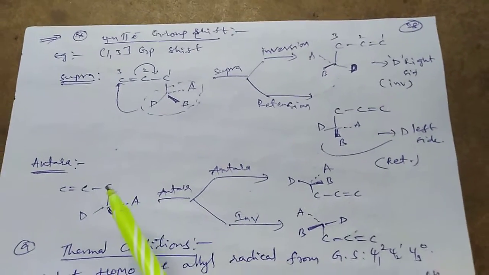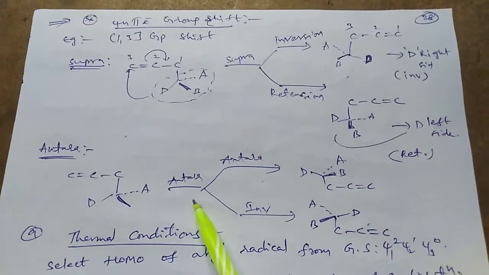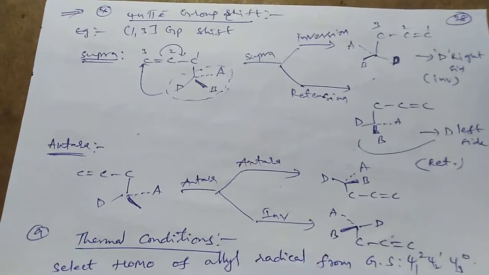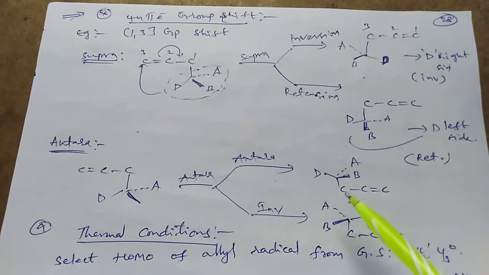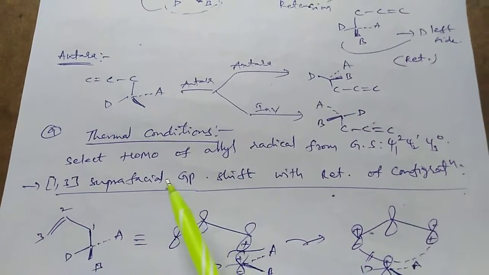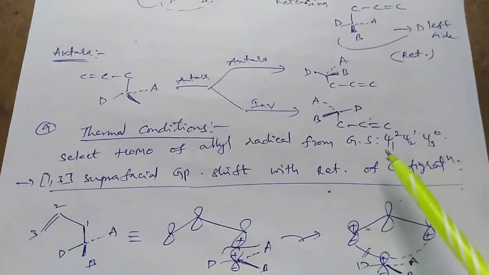If we write the antarafacial configuration for the above example of the 1,3 shift, inversion configuration and retention of configuration are possible for the antarafacial. Now we are writing the thermal conditions. First you have to select the HOMO of the allyl radical from the ground state.